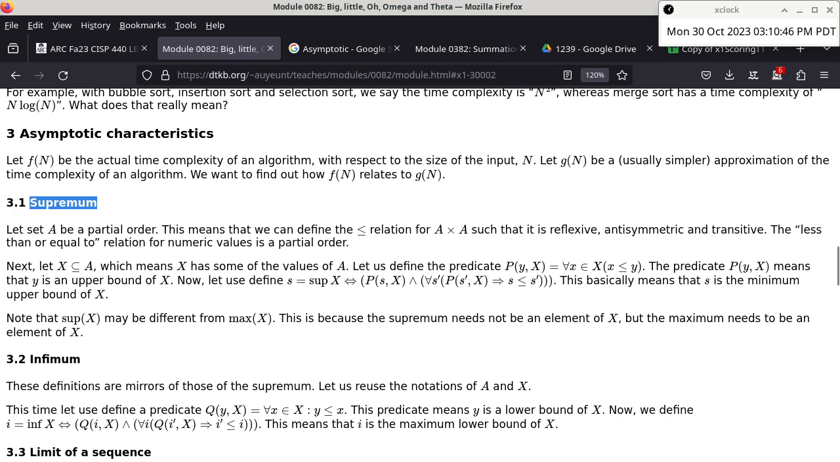So we have a set A, which is a partial order, or a set that is partially ordered. We know a lot of things that are partially ordered. Integers are partially ordered, because every single integer relates to another integer using the less than or equal to or greater than or equal to relation that matches all the requirements to be partially ordered.